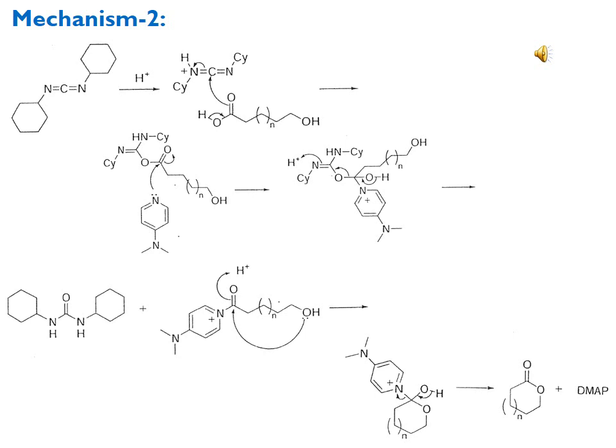This is the second mechanism, which we have discussed in detail in the first lecture. Here I am going to discuss 1 or 2 points regarding this mechanism. The first step is the protonation step, and this proton can come from the carboxylic acid present in the medium, or from the HCl or protonated amine, and we get the activated ester. In the next step, pyridine attacks on the carbonyl.